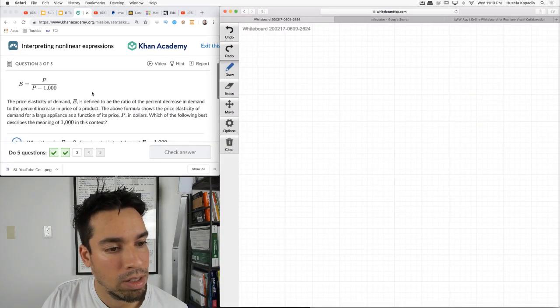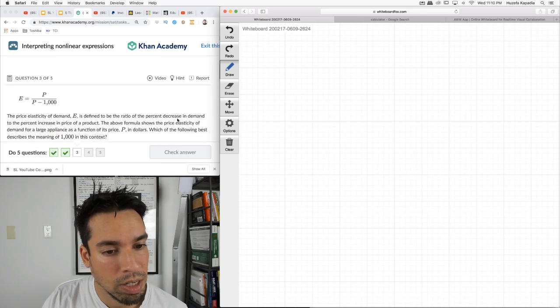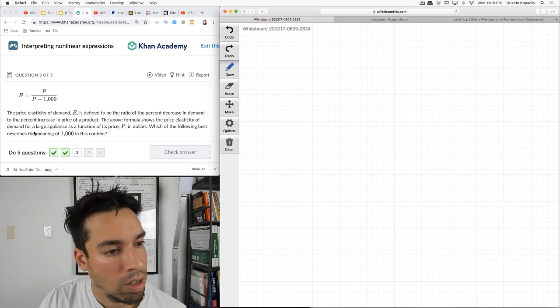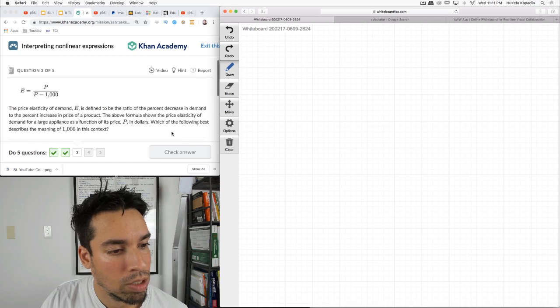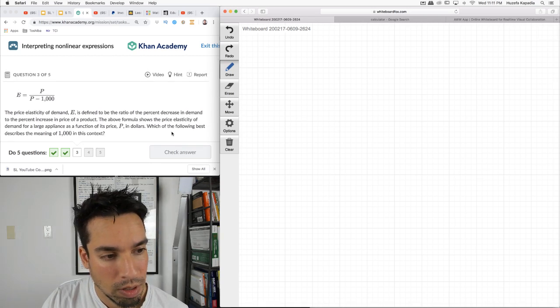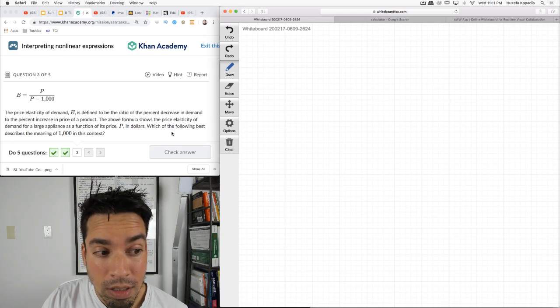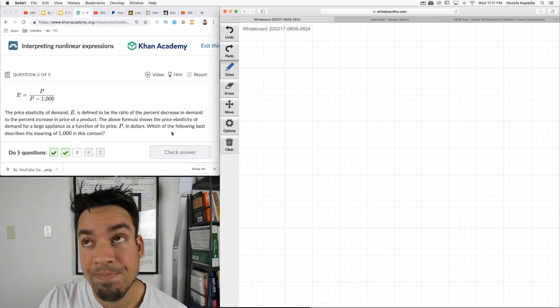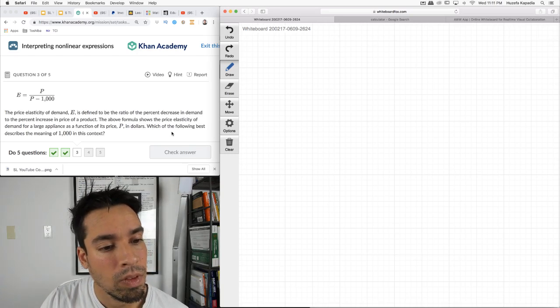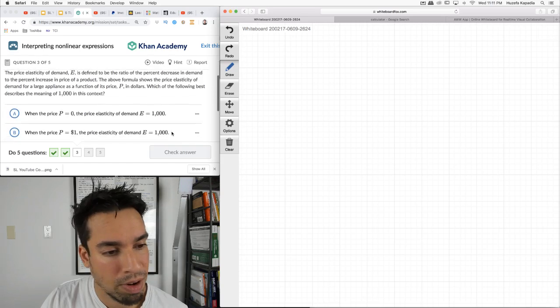The price elasticity of demand is defined as the ratio of the percent decrease in demand to the percent increase in the price of a product. The above formula shows the price elasticity of demand for a large appliance as a function of P, its price in dollars. Which of the following best describes the meaning of 1,000 in this context? I assume that the price can't go below 1,000, because if it did, we'd have negatives. So I think it's the minimum price.